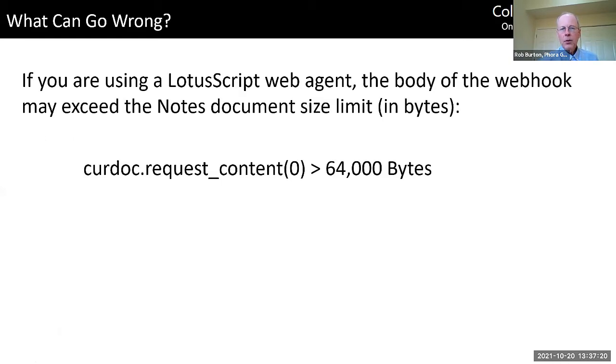If you are using LotusScript to do a web agent, then there are also some things you should be aware of. The body of the content may exceed the node's document size, and the standard node's document, I think it's 64,000 bytes. Don't quote me on that. I'm not sure what the exact number is, but if you exceed that size, the document context object's document will break. And instead of getting all of that content or even a truncated version of it, you'll get either 0 or maybe 1 or 2 characters. And that's a major problem.